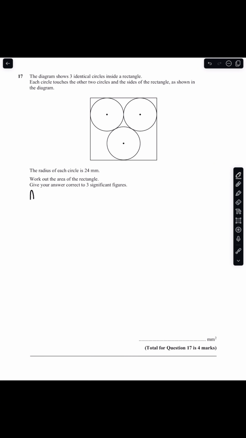So we know that the area of a rectangle is the length multiplied by the width. Given that we know the radius of each circle, this length here is going to be 24, this will also be 24, this will be 24, and this will also be 24. So the length equals 24 times 4, which gives us 96, so the length is 96 millimeters.